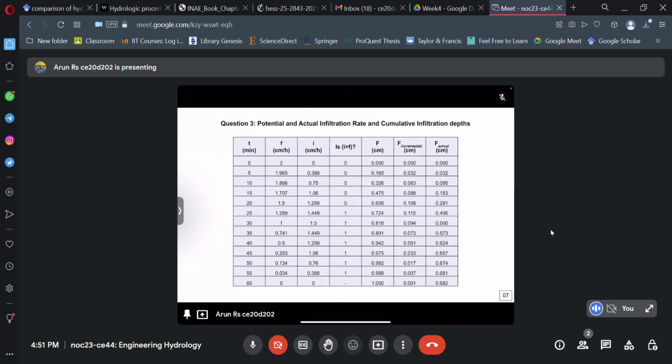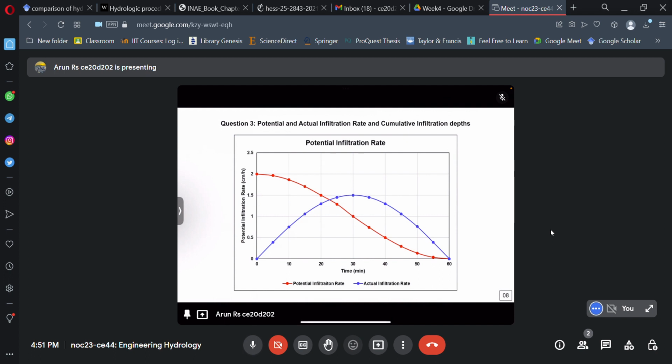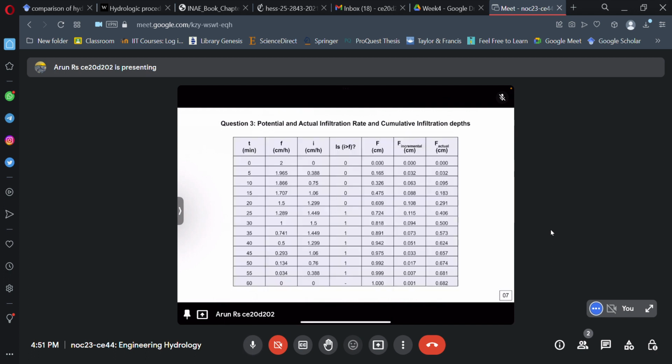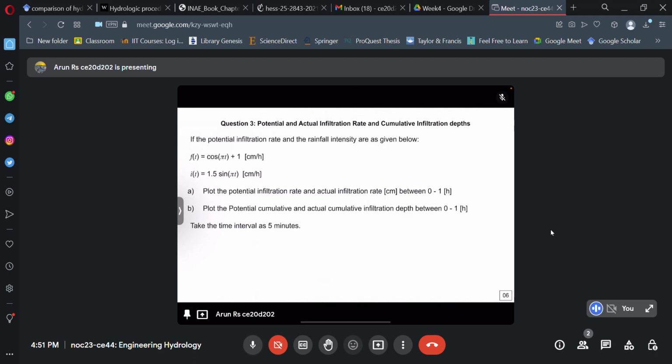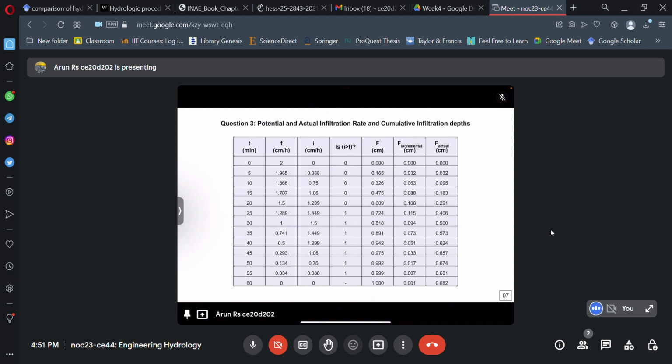Here I have already calculated everything. The first column is the time, in 5-minute intervals. The second column is the potential infiltration rate, determined based on the given function: f is calculated as cos pi t plus 1 centimeters per hour. Adjacent to that, the intensity varies as a function of sine, and it is 1.5 sine pi t. Now we are going to check whether the rainfall intensity is less than your potential infiltration rate or not. So the fourth column is I greater than f.